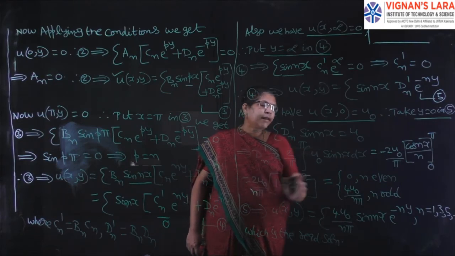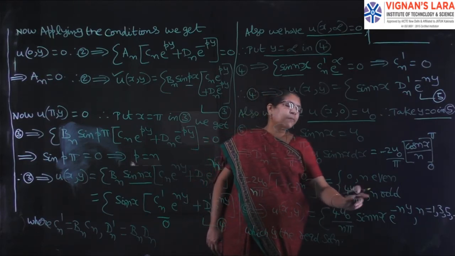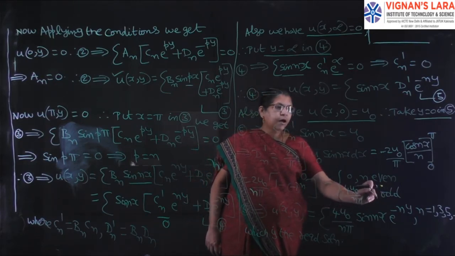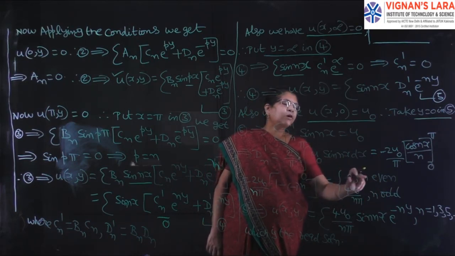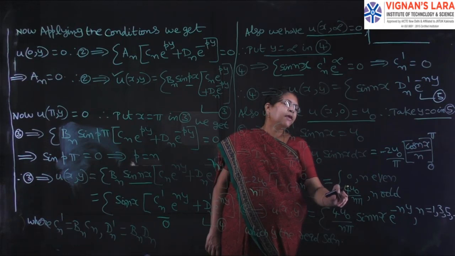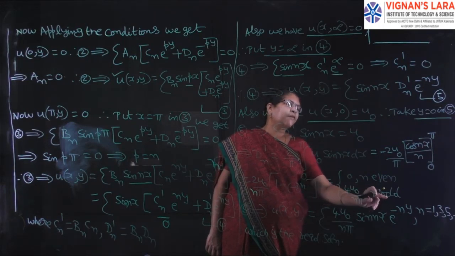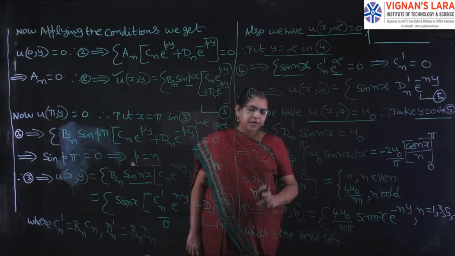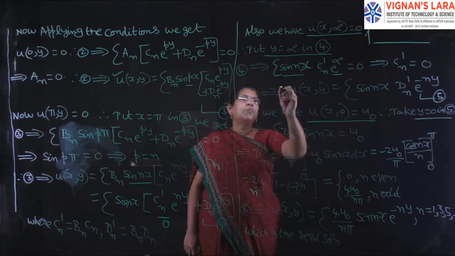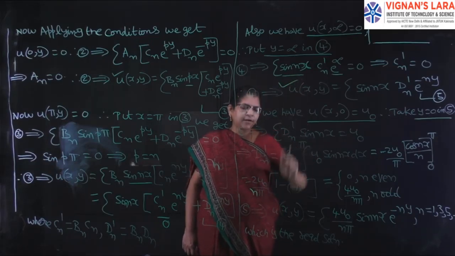So what is Dn dash? 4 u naught by n pi if n is odd. So what is the Dn dash value? Equal to 0 if n is even, equal to 4 u naught by n pi if n is odd. Therefore, put the value of Dn dash in equation number 5.